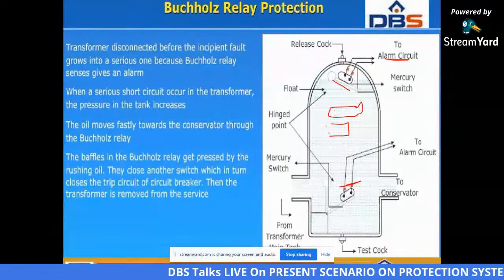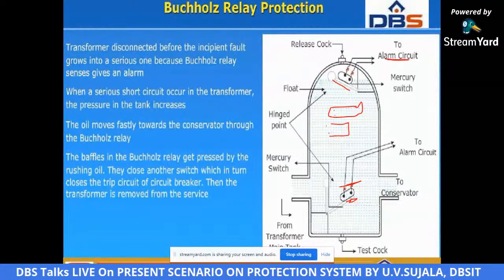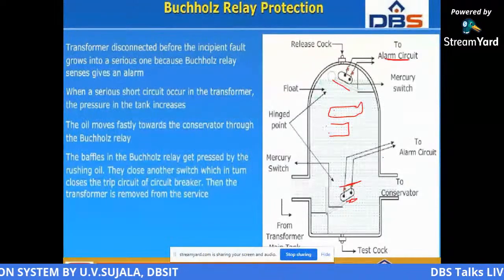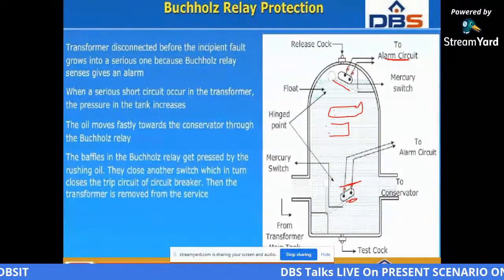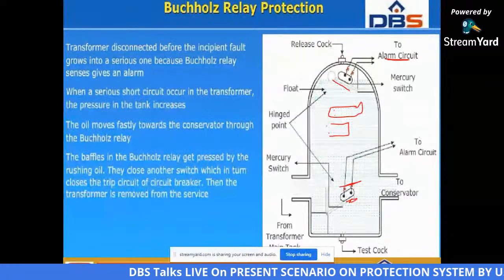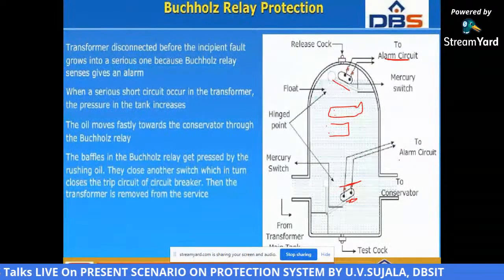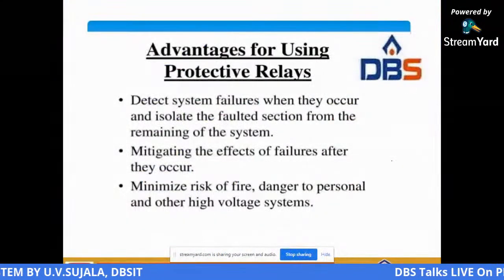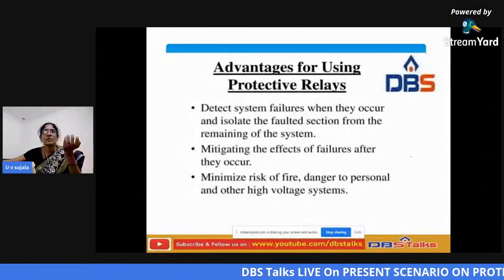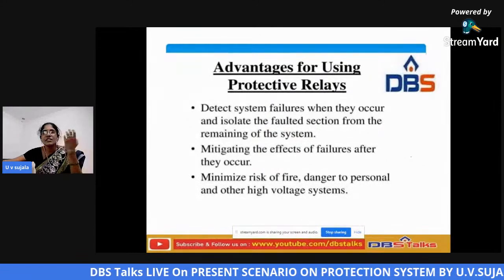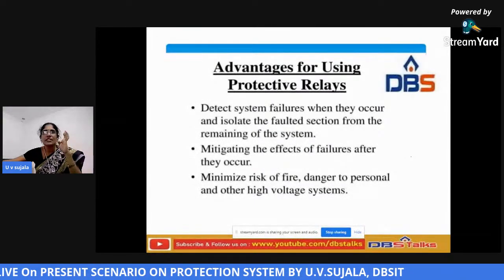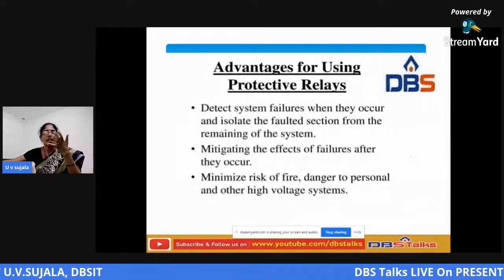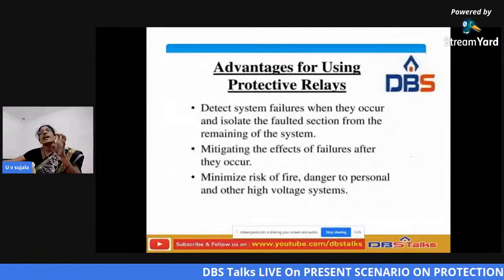And then what is the use of the second mercury switch? Whenever a high fault occurs, it automatically tilts to this position, and the circuit breaker will be switched off. These are some advantages. It will minimize the fire damage, and whenever a failure occurs, it will isolate that fault condition, send the signal to the breaker, and protect the complete path.